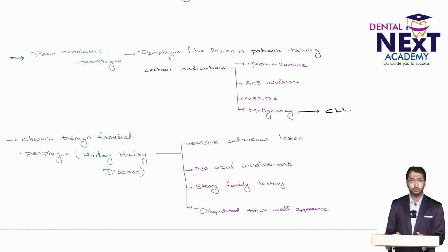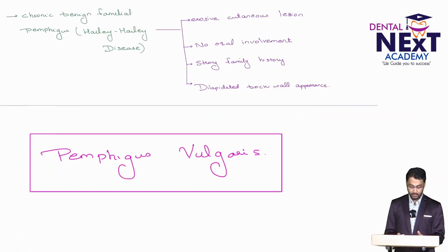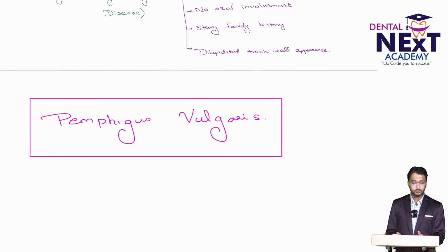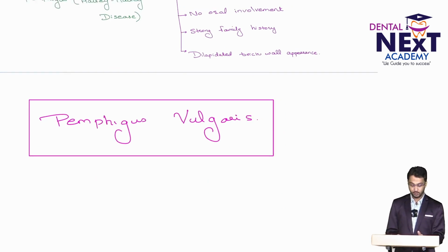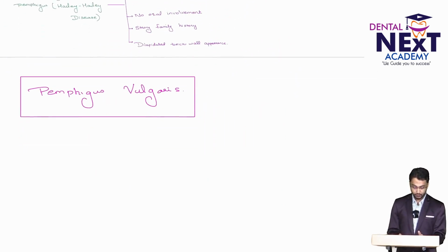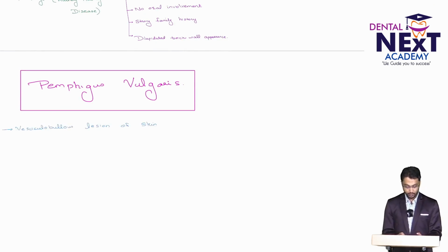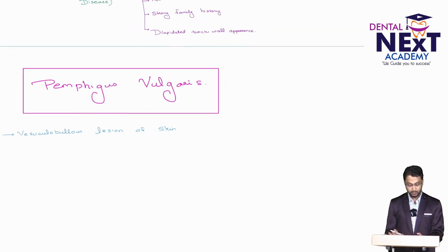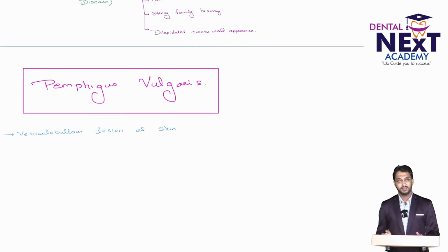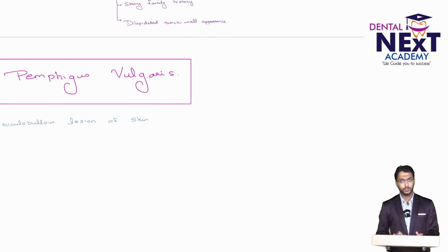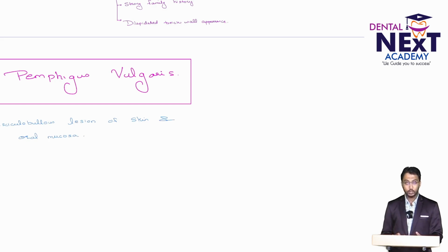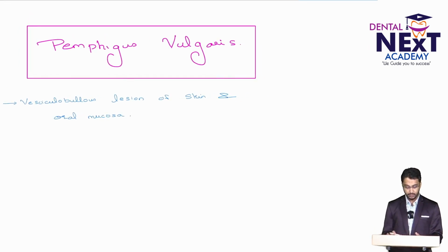Then you've got paraneoplastic and IgA pemphigus. Now let us come on to the first most important pemphigus, which is pemphigus vulgaris. What you have to know is that it's a vesiculobullous lesion, definitely. Vesicles and bullae, I'll come to this. What is vesicle versus what is bullae? These are vesiculobullous lesions of skin and oral mucosa, understandably.